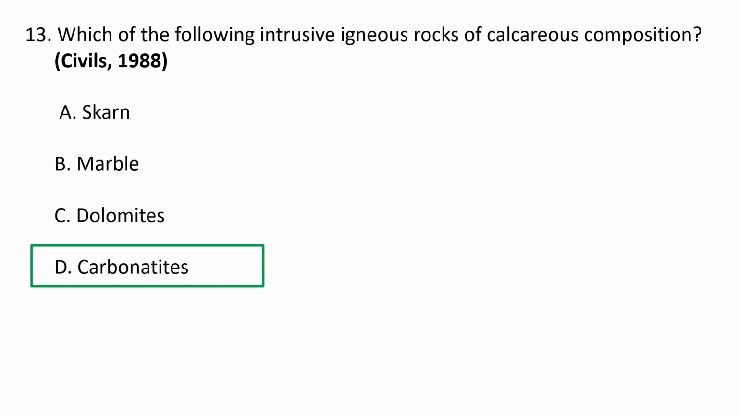Carbonatites are igneous rocks formed in the crust by fractional crystallization of carbonate-rich parental melt that are mostly mantle derived. And they dominantly consist of carbonate minerals such as calcite, dolomite, ankerite, as well as minor phosphates, oxides, and silicates. D, carbonatite is the correct answer.